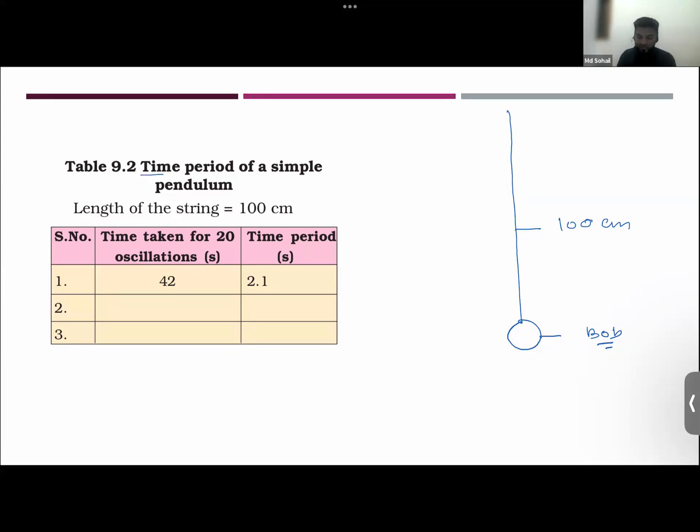Okay, so how do we calculate the time period of a simple pendulum? So say here, the time taken for 20 oscillations is 42 seconds. So if this pendulum does 20 oscillations, the time taken is 42 seconds. But we know that time period is calculated for one oscillation only, the time taken to complete one oscillation. Okay, so how do we calculate this time period here?